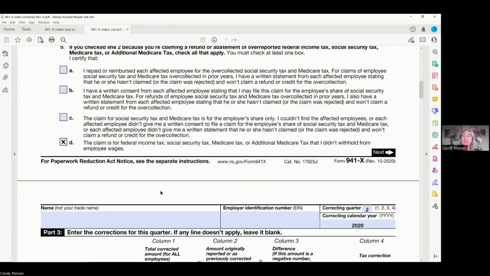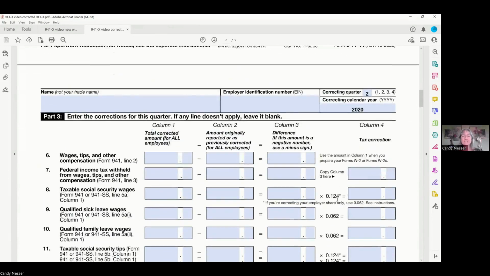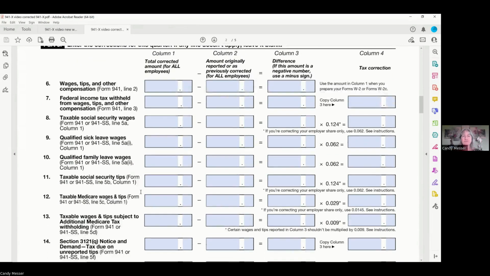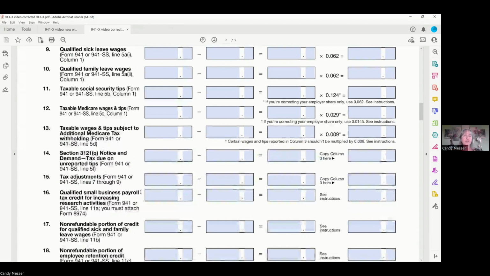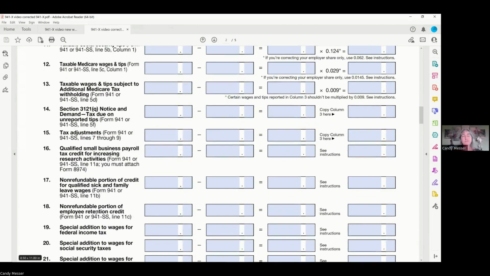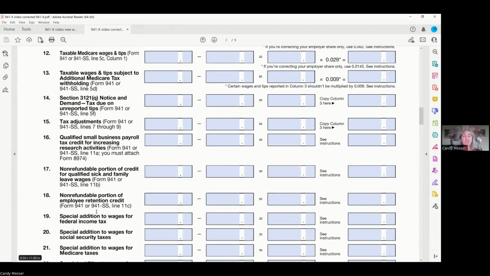Again, on each page, make sure you put your name, your tax ID number here, and the period that you are correcting, so the quarter and the year. And then again, you only fill in boxes that have changes. So we're going to skip all of this at the top. Normally, when you're filing your 941X to claim the employee retention tax credit, you do put an amount on line 18. But since the amount was originally correct, we don't have to change that one.